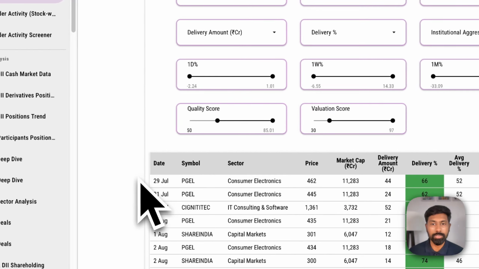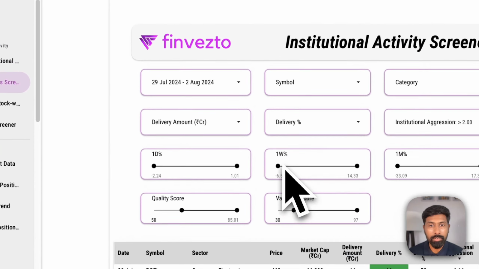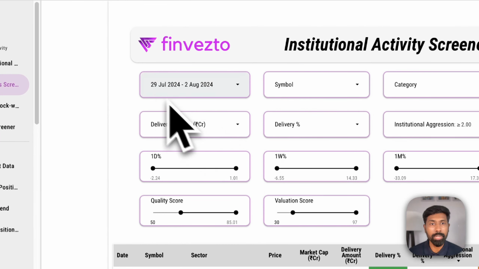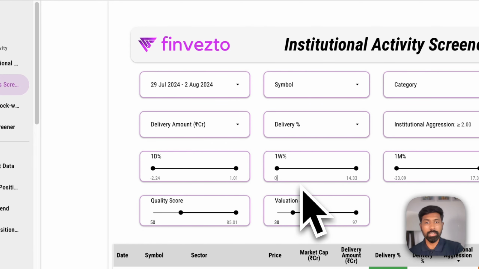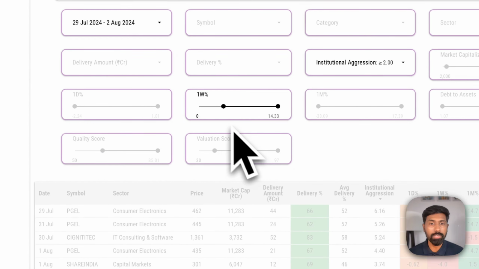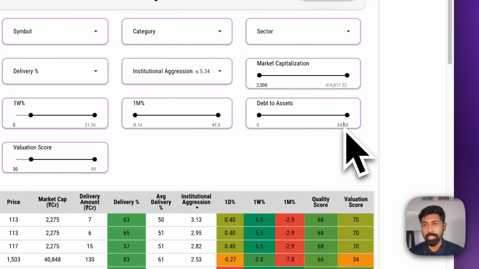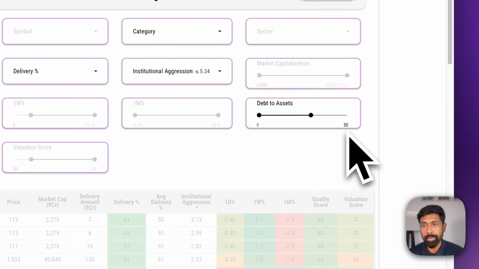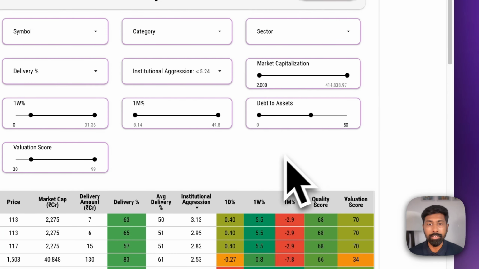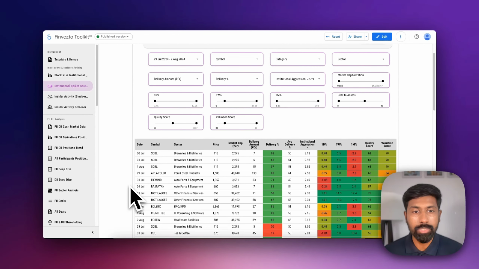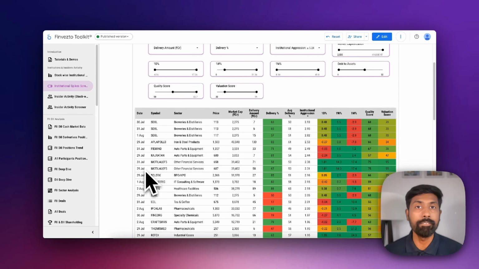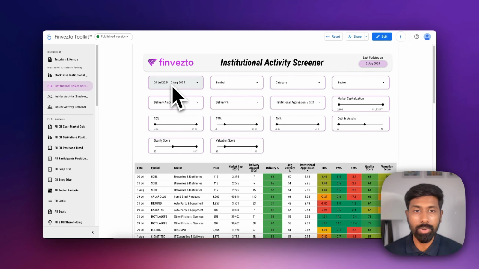Now we have a list of stocks here. We also want to see which stocks have shot up in the last 1 week, 29 to 2. So what we do is we put a 0 here, which means give me the stocks whose weekly change is above 0. And finally, we'll put the debt to assets filter. I don't want companies with debt to assets more than 50%. So I put a max of 50, and then we have a list of stocks below. So these are the stocks which have witnessed institutional activity between 29 July to 2nd August.